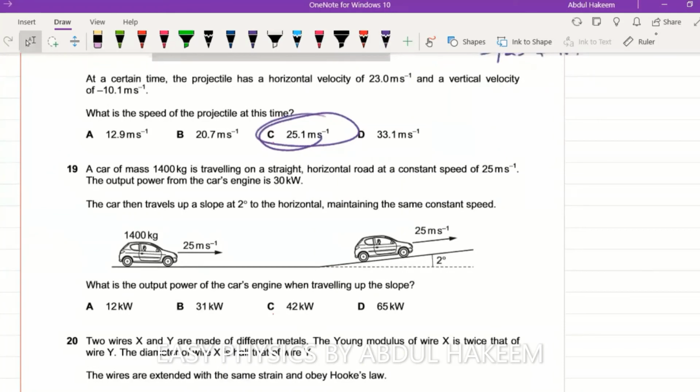Next question is, a car of the mass 1400 kilogram is traveling on the straight horizontal road at a constant speed. The output power from the car engine is 30 kilowatt. The car then travels up the slope at 2 degrees to the horizontal, maintaining the speed constant. What is the output power of the car engine when traveling up the slope?